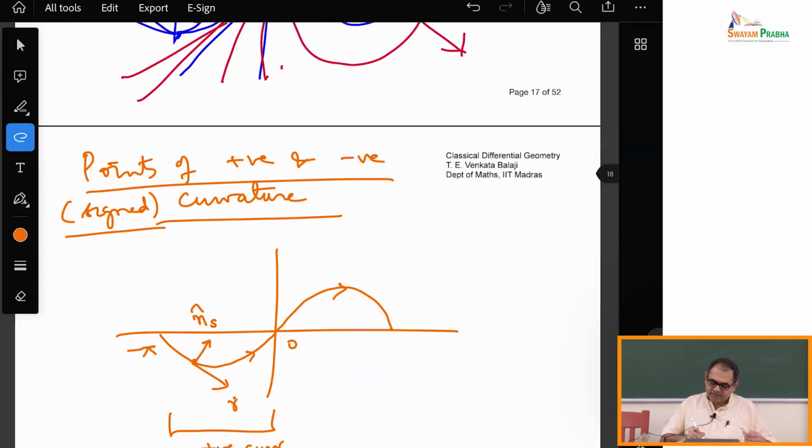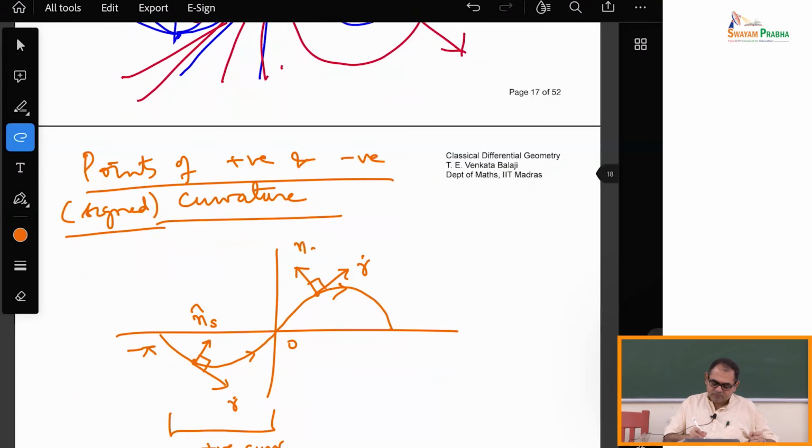Then if you take any point here, the gamma dot, the tangent direction, will be like this. The signed normal will now be like this. The signed normal is obtained by taking the tangent and rotating it by 90 degrees anti-clockwise. So this will be the signed normal. But the curvature direction is to be taken from the point to the center of curvature. That is the geometric normal, so that is in the opposite direction. So from here to here it is negative curvature, and therefore these are the regions.